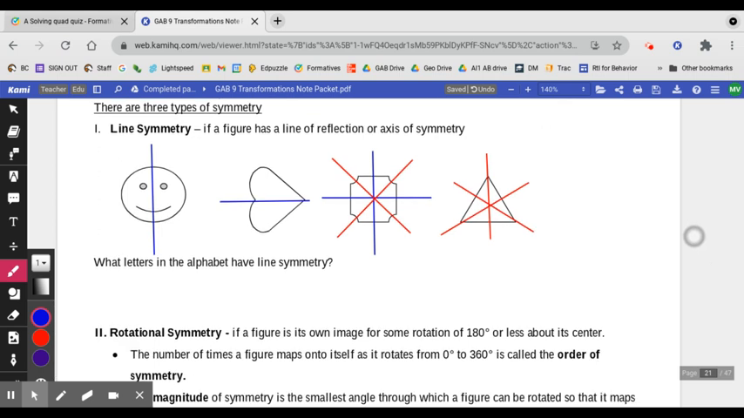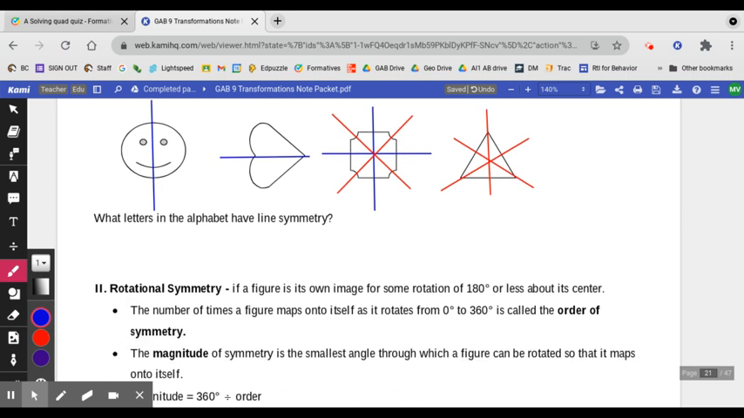So I want you to pause. I want you to think about this question. What letters in the alphabet have line symmetry?